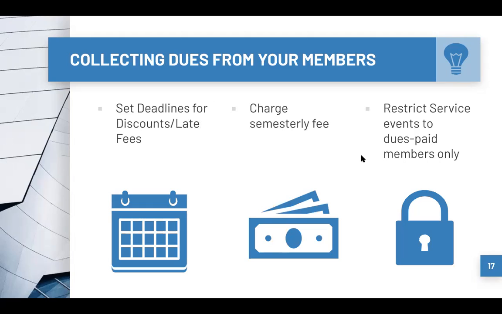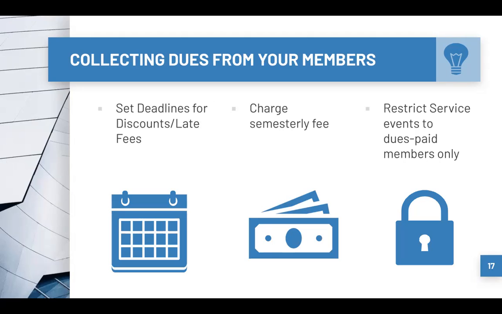So, some ways to incentivize your members paying dues. You want to set a deadline for a discount if that's possible, and or have late fees. So if you pay before the early bird deadline, maybe it's $5 less. If you are late, then maybe it's an extra $5.